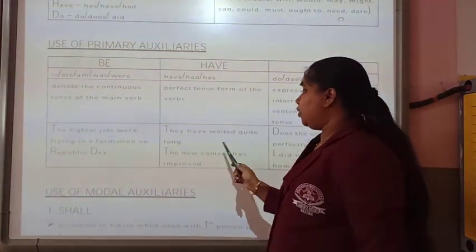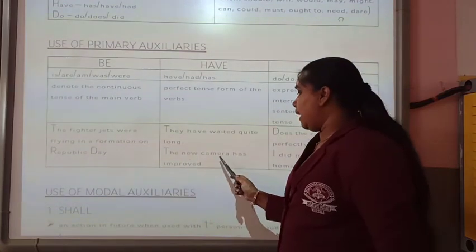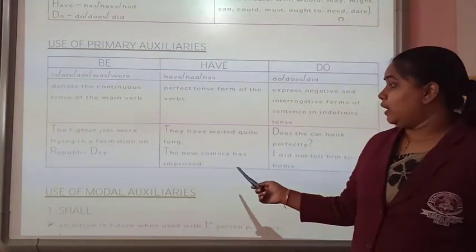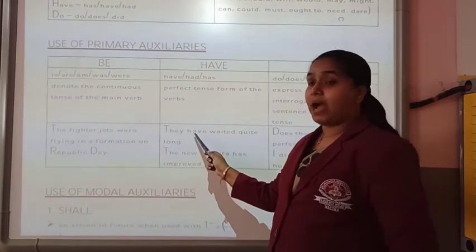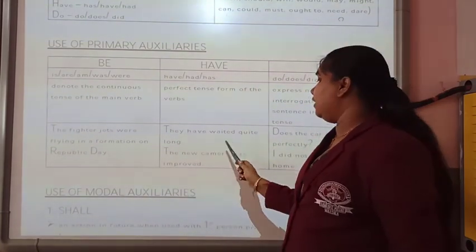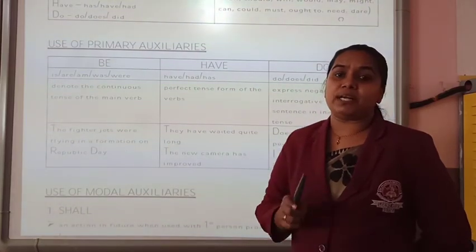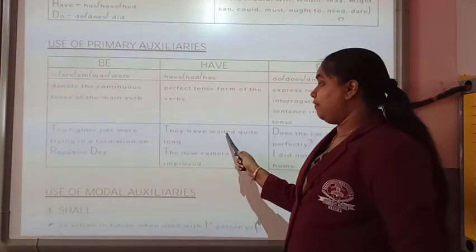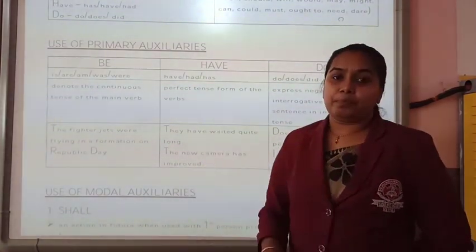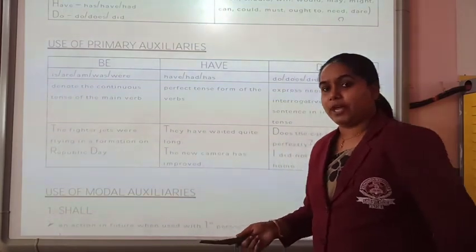They have waited quite long. The new camera has improved. Okay, if I have to write this in the past, I will write they had waited quite long. So had waited denotes past perfect tense. Here have waited denotes present perfect time of the action.